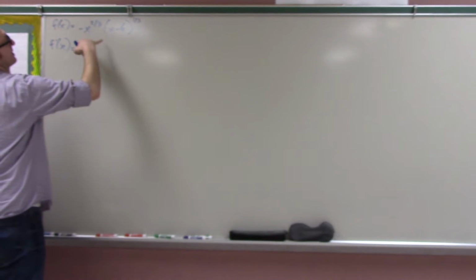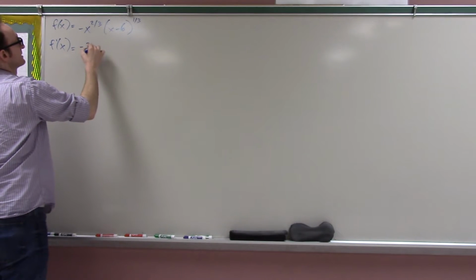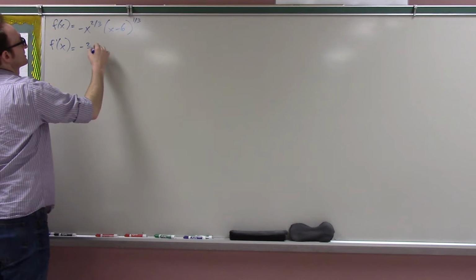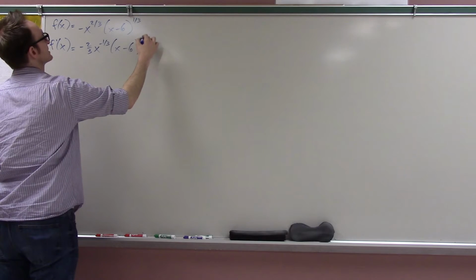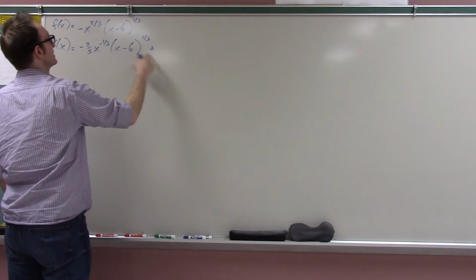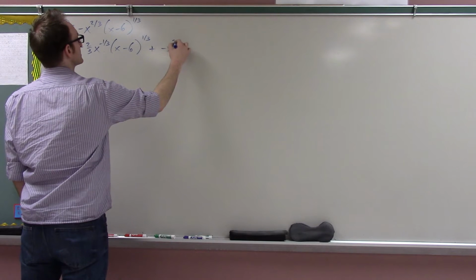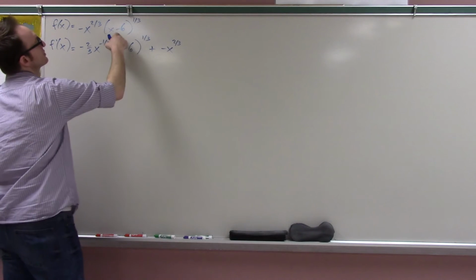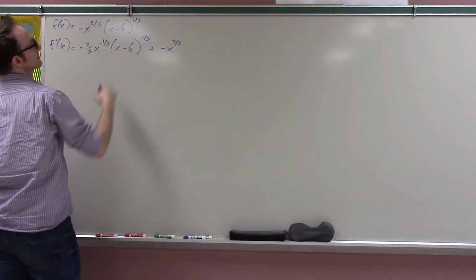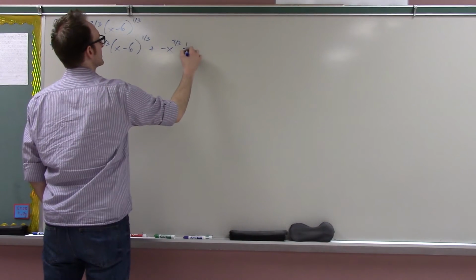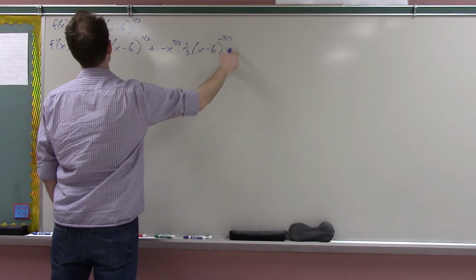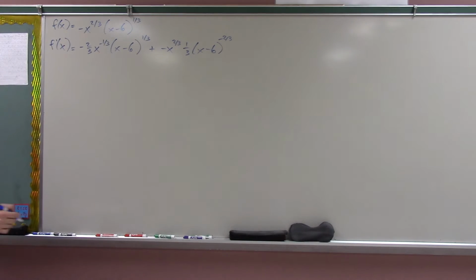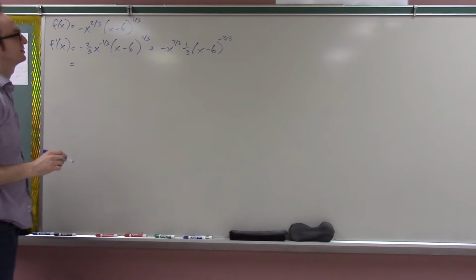So the product rule says derivative of the first, so that's negative 2/3 x to the negative 1/3, times the second, x minus 6 to the 1/3, plus the first, so negative x to the 2/3, times the derivative of the second. And the derivative of this is going to be 1/3 x minus 6 to the negative 2/3. Back inside, the derivative is 1. Okay, so I get this kind of disgusting mess, but we will now do some algebra.